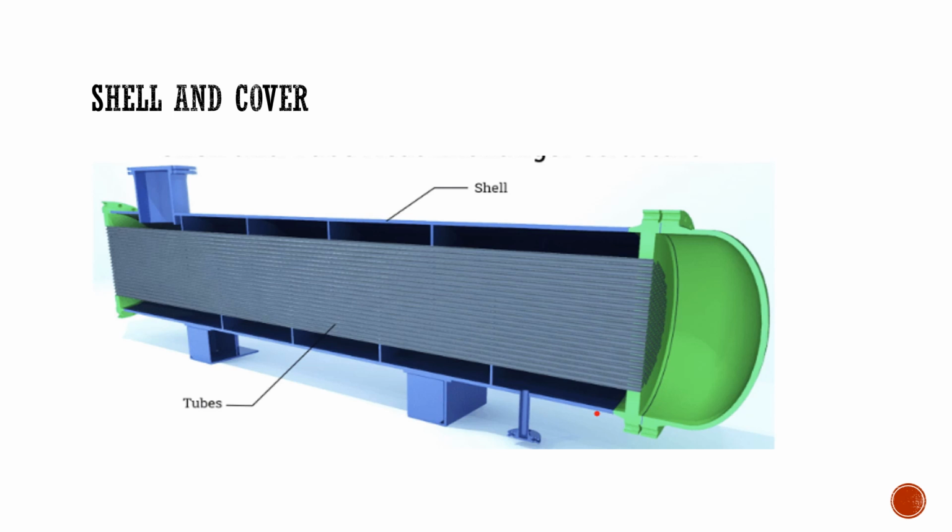This is called as shell cover. The shell cover is either bundled or can be removed for maintenance. The shell provides the mechanical strength and can withstand design temperature and pressure and is corrosion resistant.